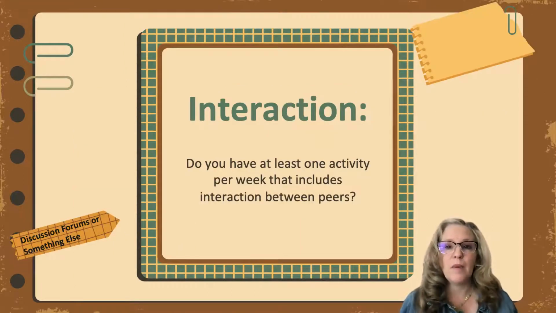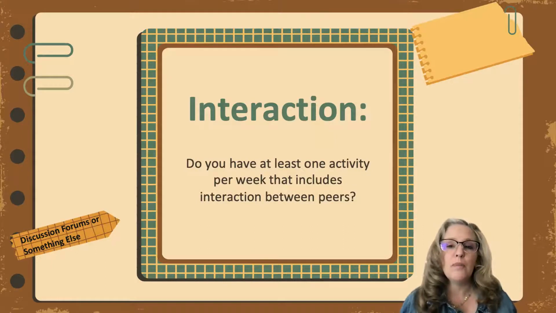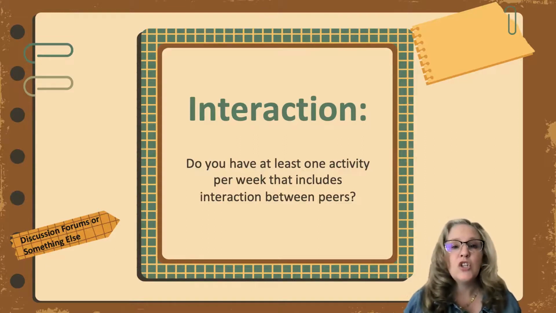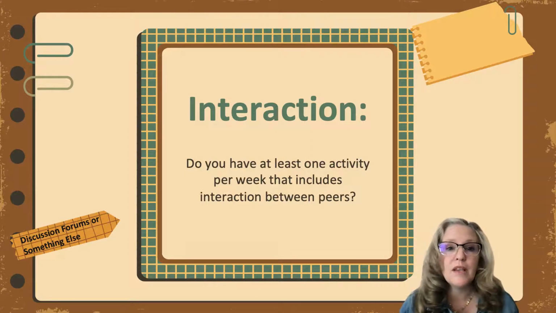Another important aspect for structure is making sure that you give opportunities for students to interact with one another and with you regularly. So a good way to think about it is making sure that there's at least one activity per week that includes interaction between peers. You don't need to have so many that they can't get them done, but keeping in mind that at least one will help them be able to collaborate with one another, check in with one another, learn and deepen their understanding, challenge their own assumptions.